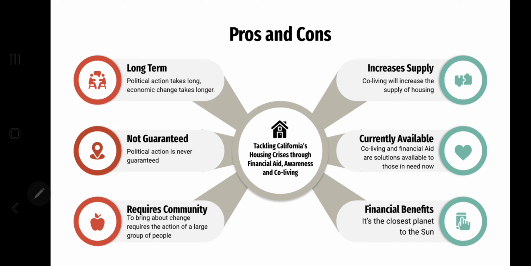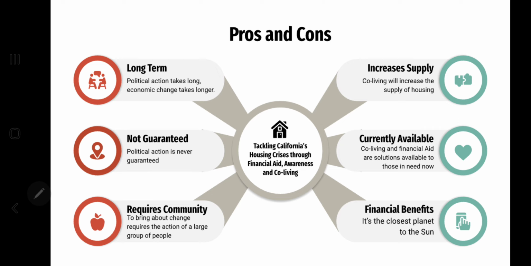What are the pros and cons of our proposed solutions? Some of the cons include how long it would take to actually impact the economy and housing market through co-living and relying on political action, and how political action is never guaranteed. Another con is that to bring about change requires the action of lots of people at once to bring the attention to the issue and practice co-living enough to increase housing supply.